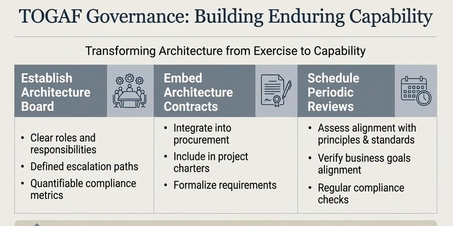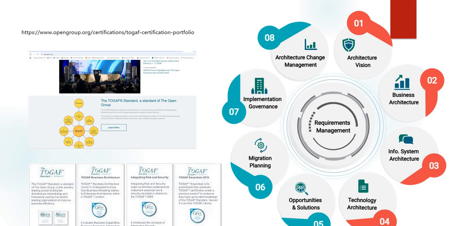Now coming to the governance building bodies, which is establishing architecture boards and embedded architecture control and stakeholder priority, which is clear roles and responsibility, how you are defining your architecture board, defining the escalation path and qualifying the compliance, and embedding it with the architecture contract, how you are including your project's architecture point of view, scheduling the reviews and assigning the alignments with the principal standards, verifying the business goals and regular compliance with the architecture point of view. You need to understand the enterprise level here.